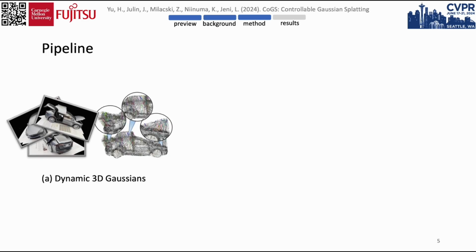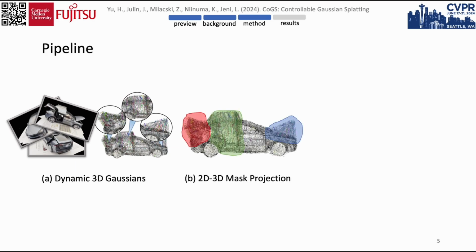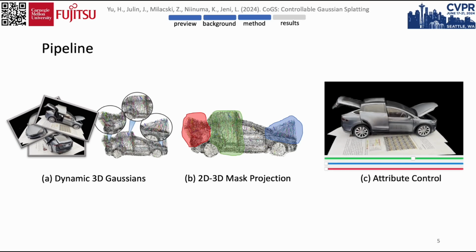First, we learn a dynamic Gaussian splatting scene. Then, we perform 2D to 3D mask projection to determine which Gaussians are associated with specific scene attributes. Using this, we can determine signals to gain fine-scale control over the dynamics of selected regions and render entirely unseen configurations.